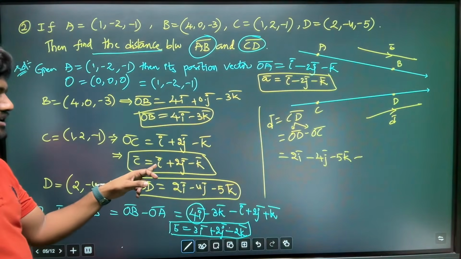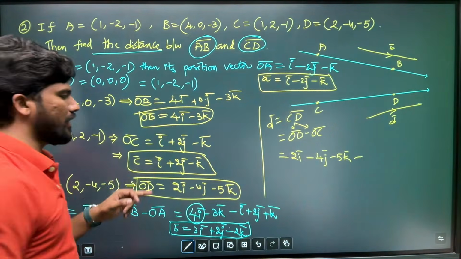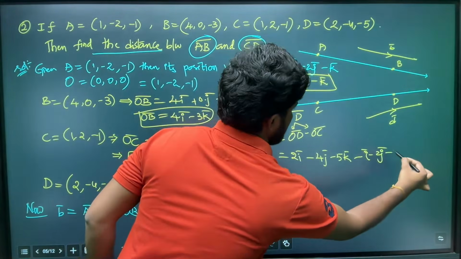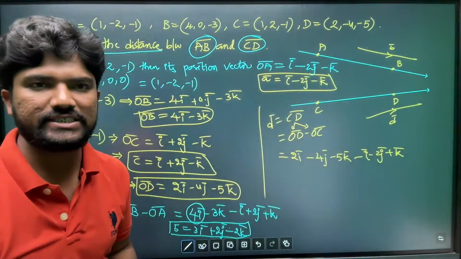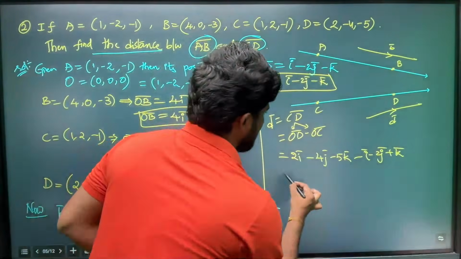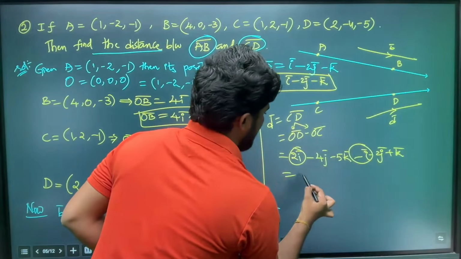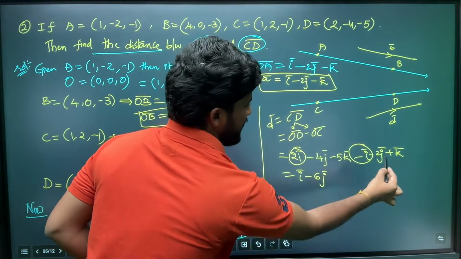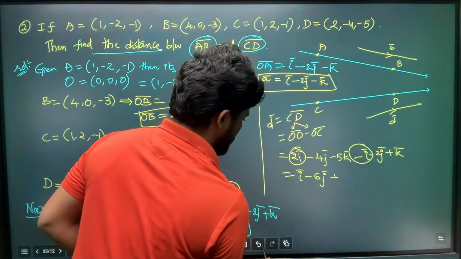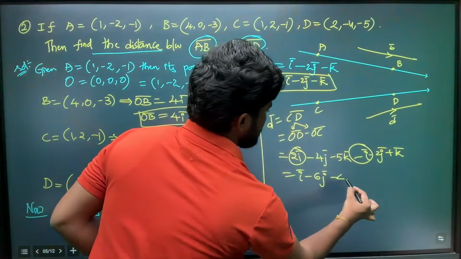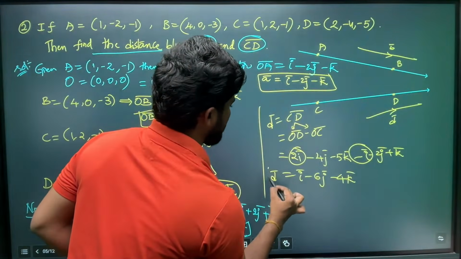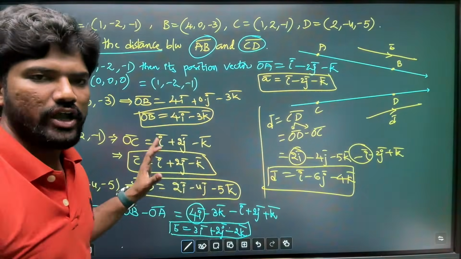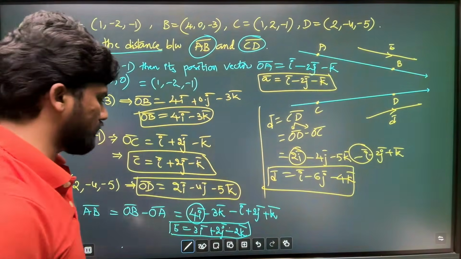OC bar is directly multiplied with this one: i bar minus 2j bar minus into minus plus k bar. Clear, boys and girls? So next, 2i minus i bar, minus 4 minus 2j bar, minus 6j bar, minus 5 plus 1, minus 4k bar. So minus 4k bar. This is the d bar value. We got the four vectors: a bar, b bar, c bar, d bar.